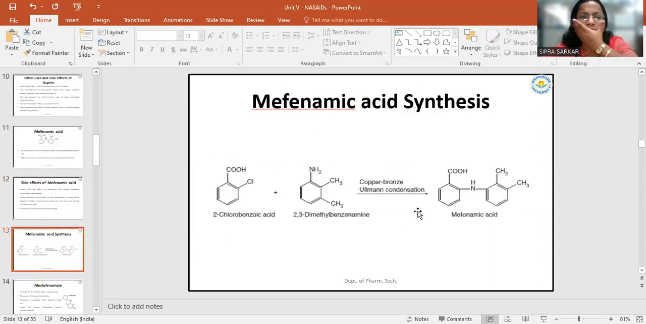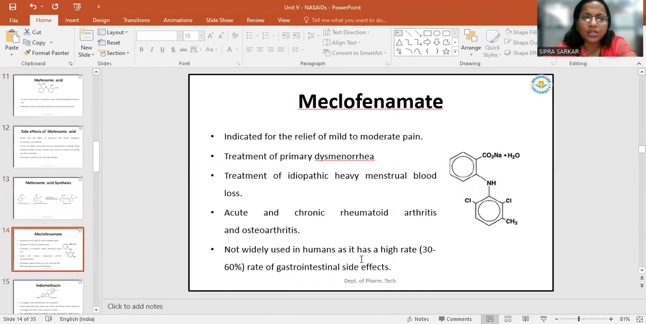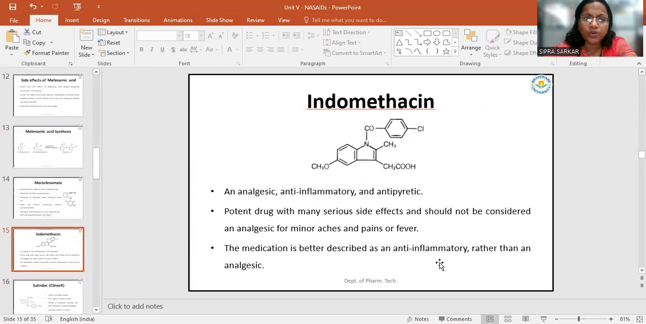For the synthesis you have to study, 2-chlorobenzoic acid is reacted with 2,3-dimethylaniline, and copper bronze Ullmann condensation makes mefenamic acid, where the amino group is condensing. Another drug, meclofenamate, is not required for you.